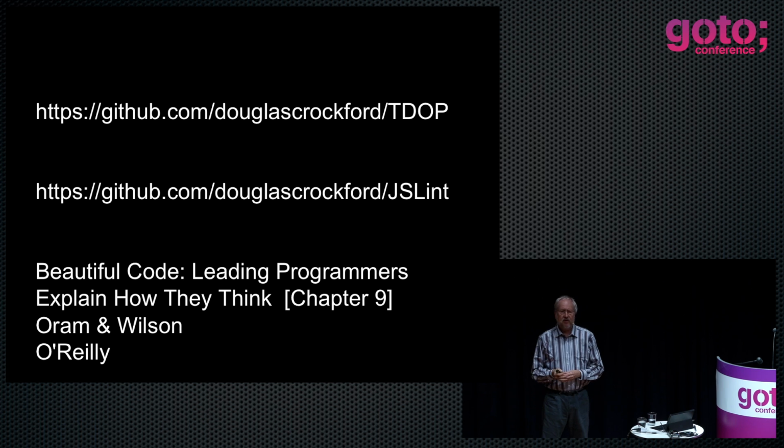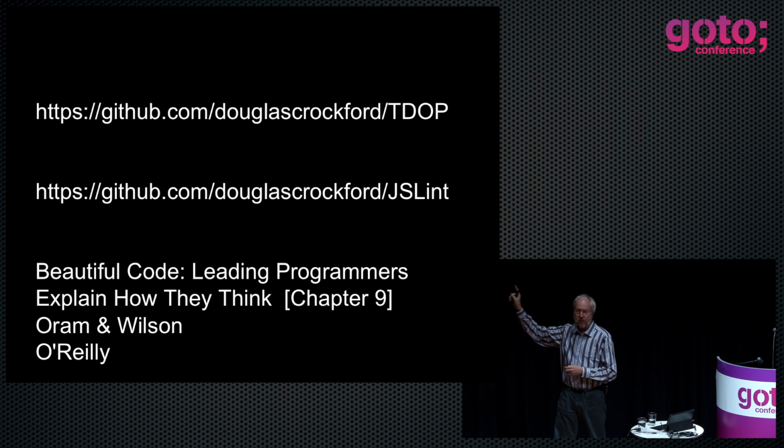Finally, if you want to know more about top-down operator precedence, there are two projects on GitHub, which are both freely available. The first one is a simple top-down operator precedence parser for simplified JavaScript, written in simplified JavaScript. The other is JSLint, which is complicated JavaScript trying to do just the good parts, which is bigger than simplified JavaScript. And then for more explanation as to how it works, there's a chapter in Beautiful Code which describes its operation.